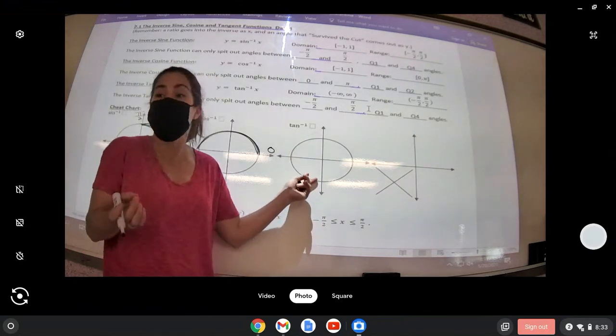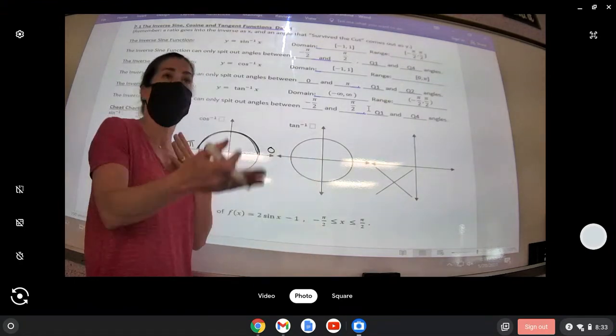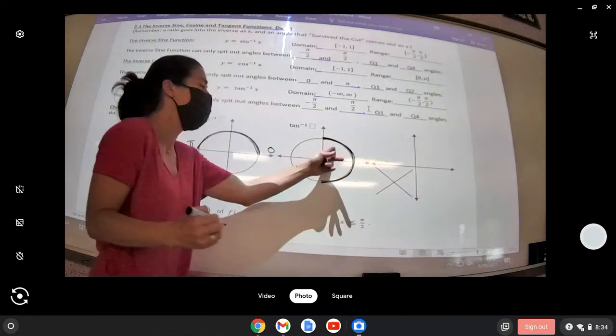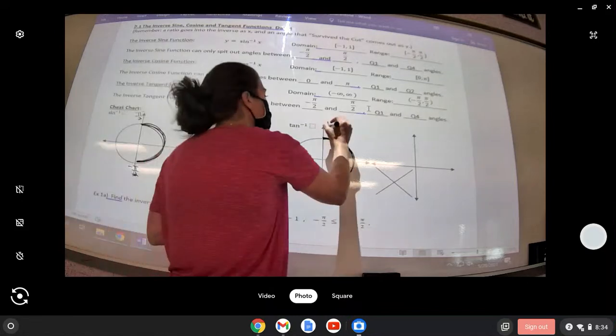All right, then we got the inverse tangent. He behaves kind of just like the inverse sine. The angles that survive the cut of his graph are angles from pi over 2 to negative pi over 2, quadrant 1 and quadrant 4 angles.